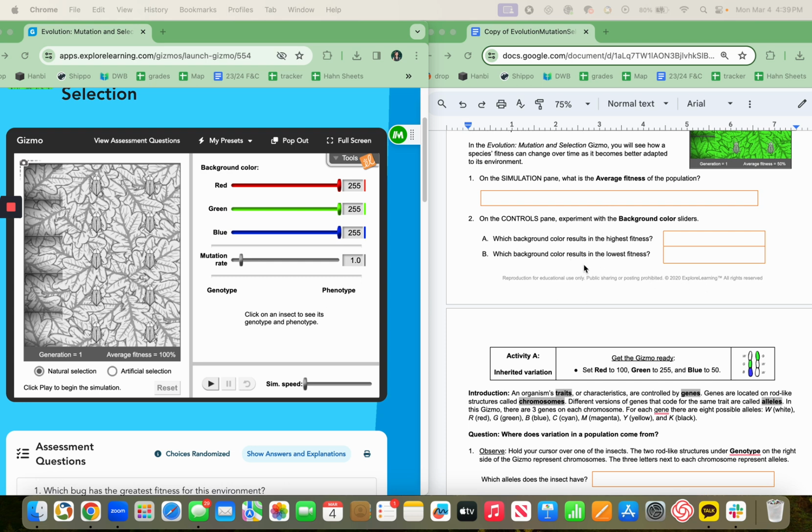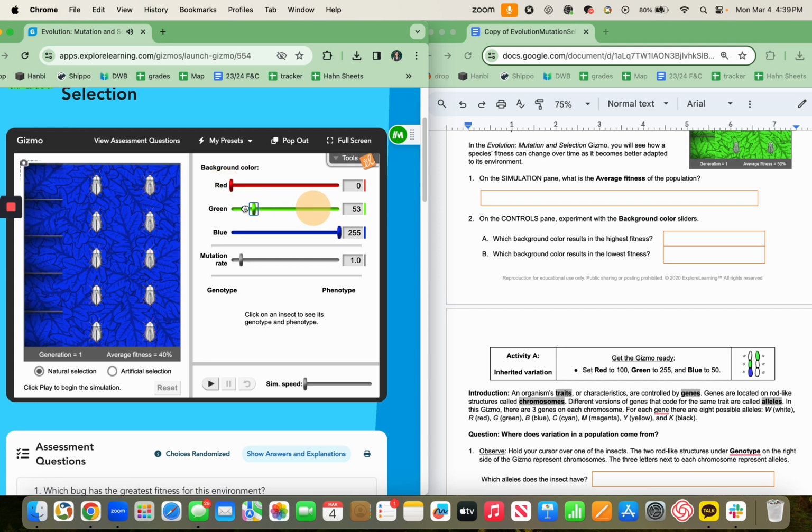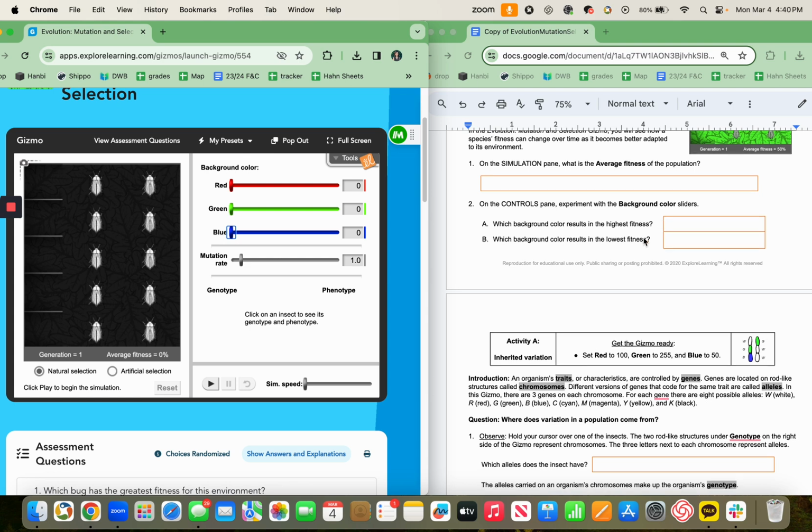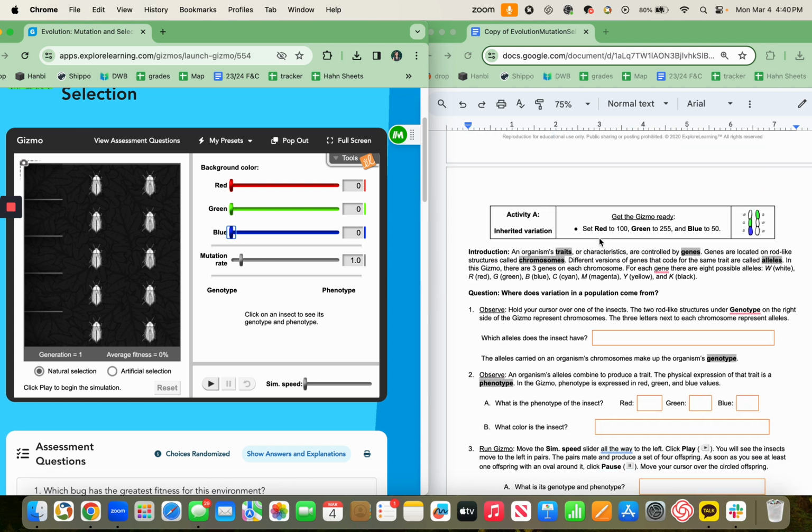What would be the lowest fitness? Well, let's see. I'm going to guess if we move these sliders all the way to a different color, the fitness would go really down to zero, because they would stand out too much. This is not a good environment for them to survive. Whereas when the environment was white in the background, they could blend in and they would have a very high fitness. So you could say white or black instead of putting all those numbers.